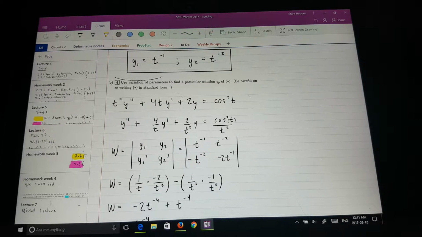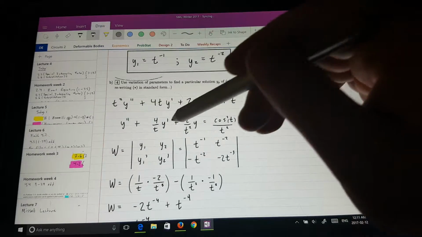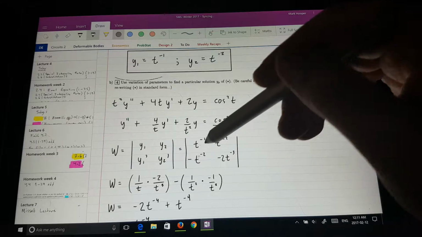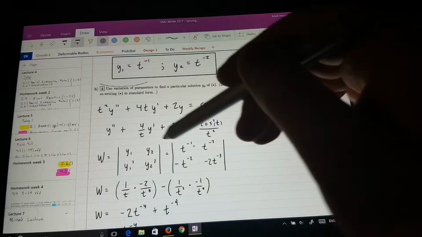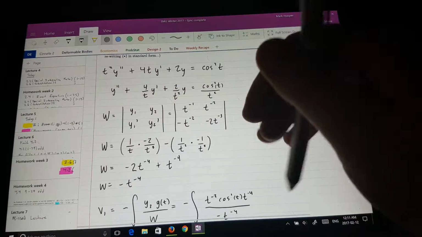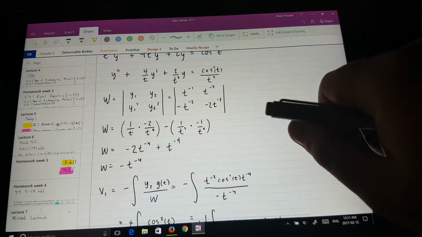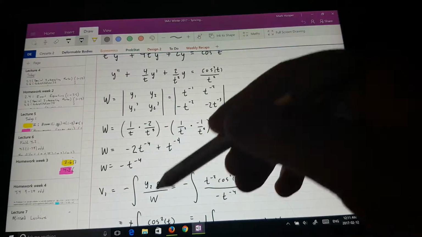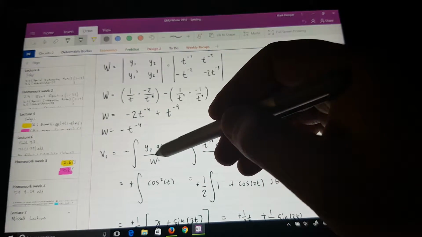Now, I'm computing the Wronskian ahead of time because I had y1 and y2, minus 1, minus 2. So this times this minus this times this. So we get this. I made a mistake somewhere, and I don't know where, but I'm not going to go through it with a fine-tooth comb. Anyway, calculate your Wronskian because you're going to need it when you get v1. So it's v1 equals minus the integral of y2 g of t over the Wronskian.